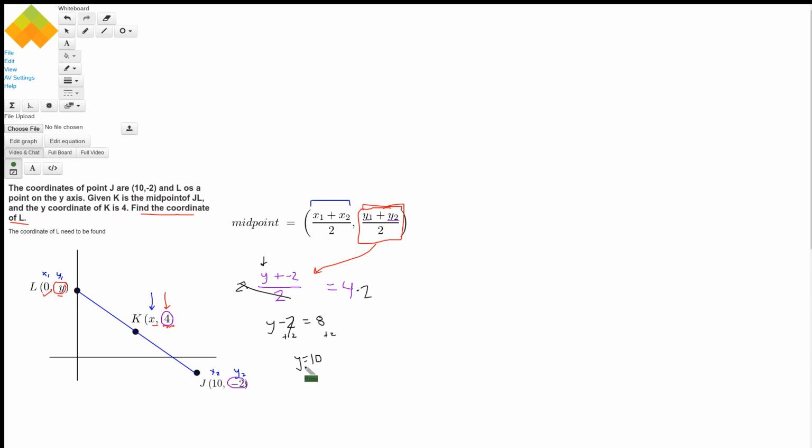Okay, so almost done. The only thing to remember is they wanted the whole coordinate of L. So our final answer would be that L's coordinate is 0, 10. So that's one way to do this problem, using the midpoint formula, just kind of going backwards. And hopefully that'll help you do some more problems involving midpoint.